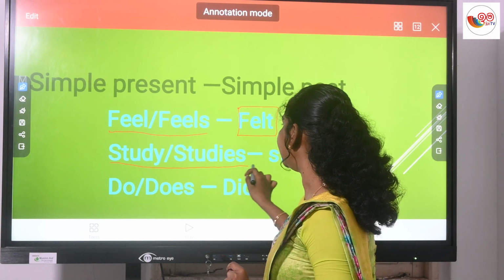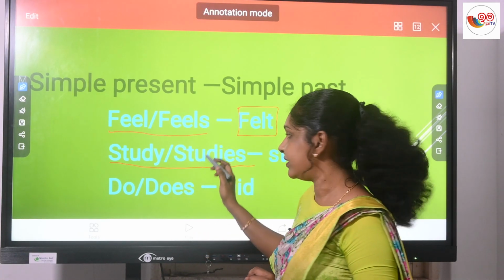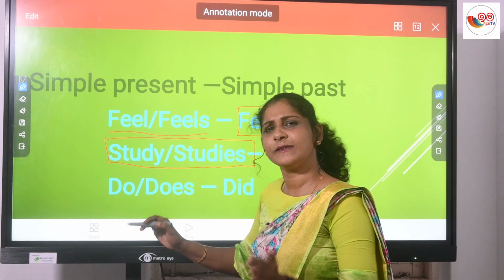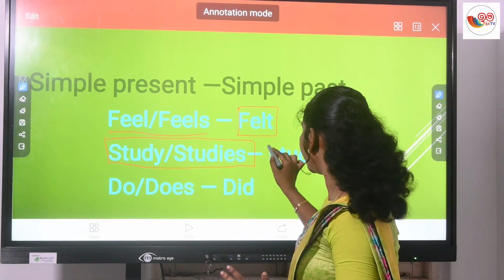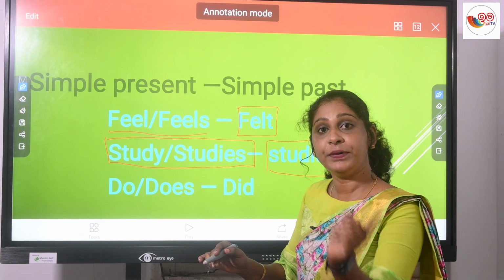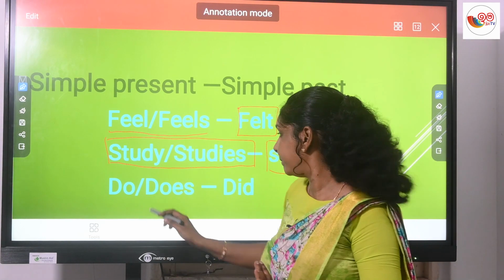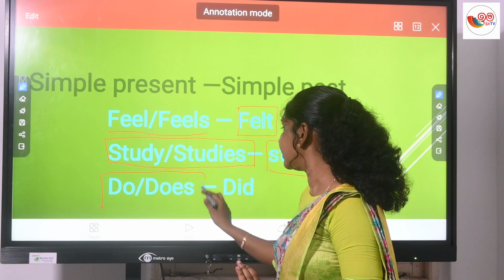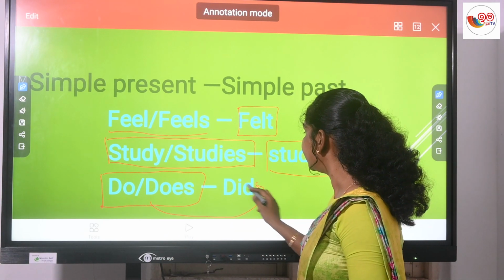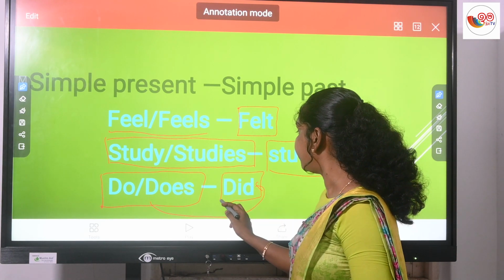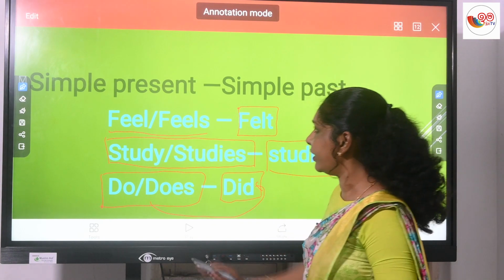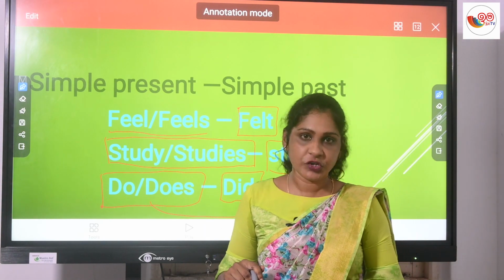He feels. And in reported, you have to write he felt. Study or studies. In direct, if you have like these verbs, study or studies, how can you change? Studied. Simple past form. Do or does in direct, how can you change? As simple past. So what is the past verb? Did. So in this way you have to change.